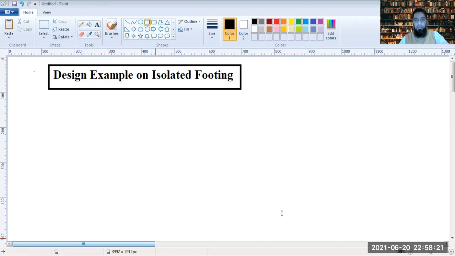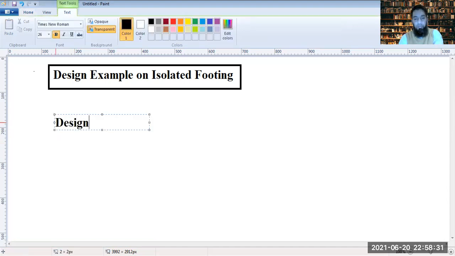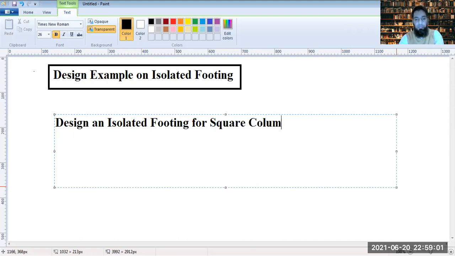Let's design an isolated footing for, let's say there is a column which has got dimensions 500 cross 500 mm. These are the dimensions of the column.